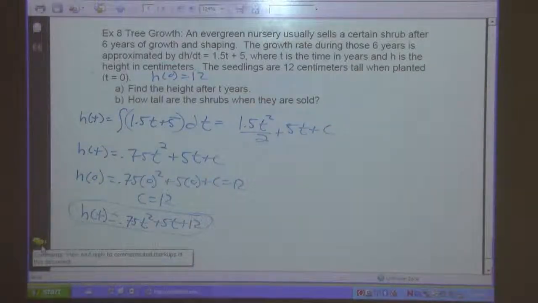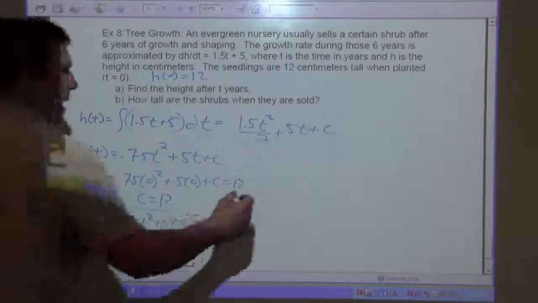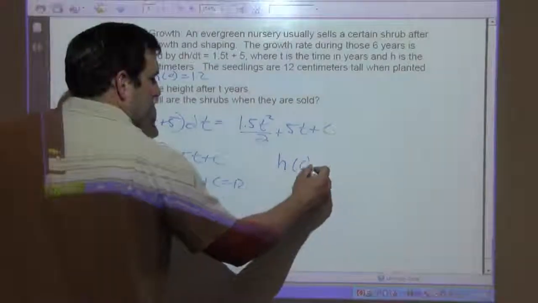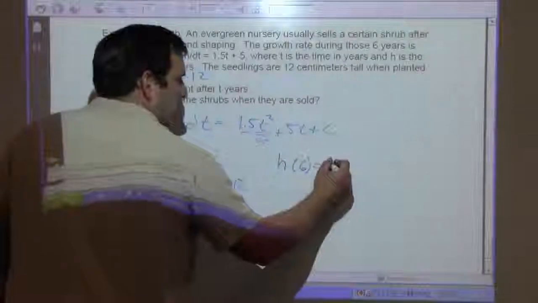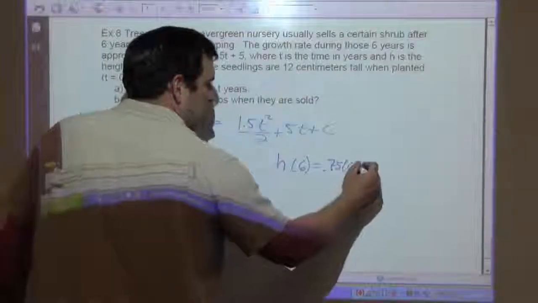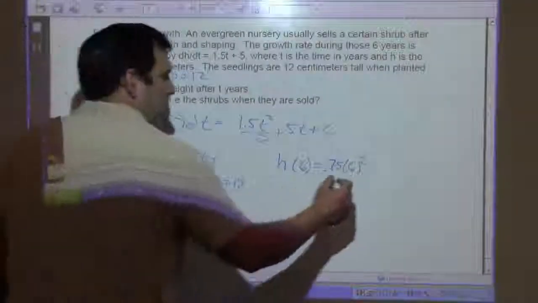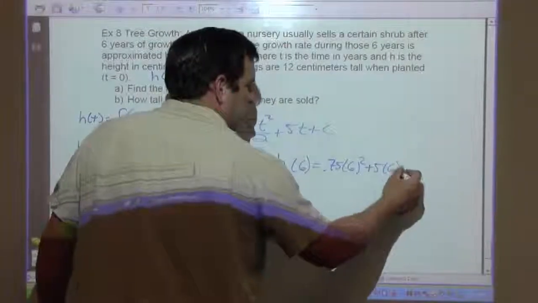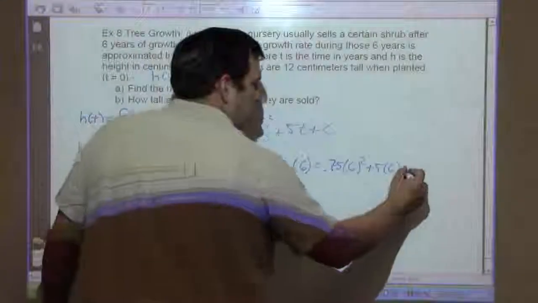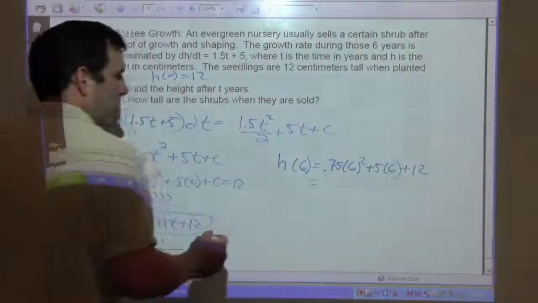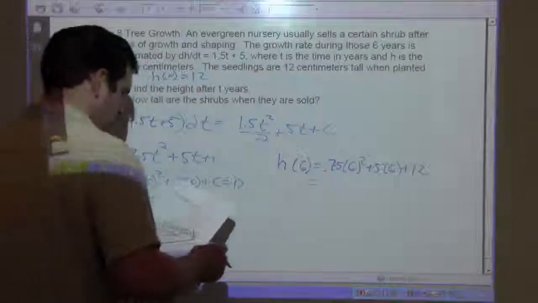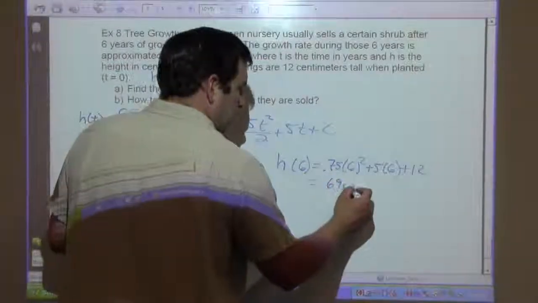Now how tall are the shrubs when they are sold? They're sold after 6 years. So the height after 6 years is going to be 0.75 times 6 squared plus 5 times 6 plus 12. And that's going to be 69 centimeters.